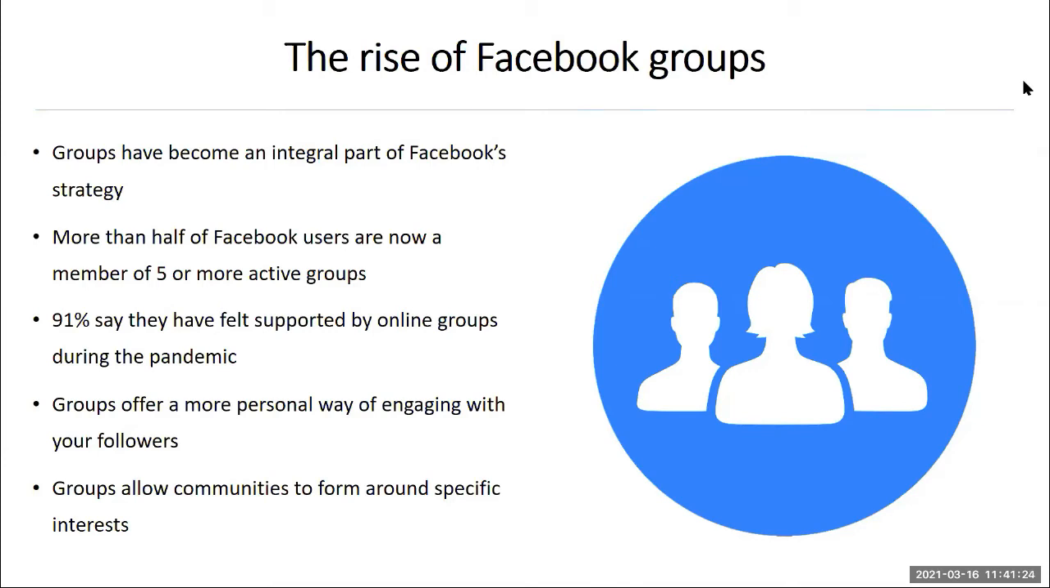And like I've touched on already, groups allow communities to form around specific interests. On our Facebook page, we have people who have prostate cancer themselves and really are looking for support and information, and they might be less interested in some of the content we have with our sporting partners or our fundraising challenges. So having these groups allows them to connect with other people who share that interest, and I think that's the key to why Facebook groups have become such a big part of the strategy in the last couple of years.